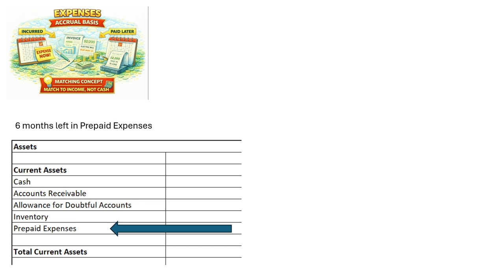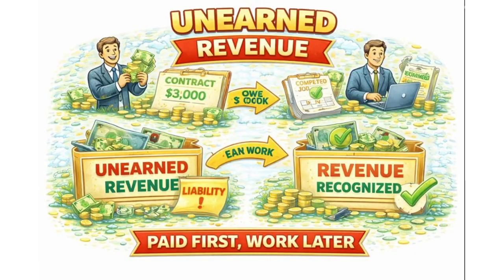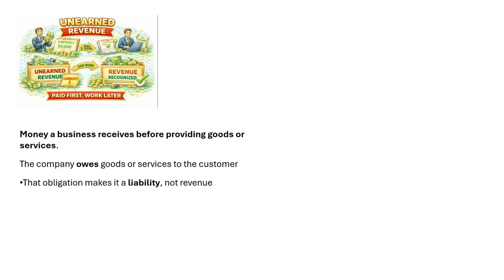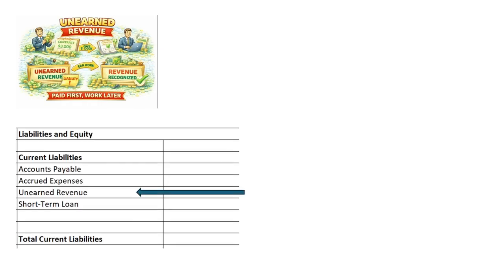Now, as we understand expenses under the accrual basis, let's move to unearned revenue. Unearned revenue is money a business receives before providing goods or services. The company owes goods or services to the customer. They get the money, but they didn't deliver yet. That obligation makes it a liability, not a revenue yet. So you see it on the liability side of the balance sheet under current liabilities.